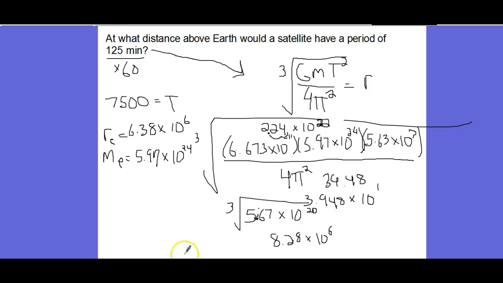And then this is the total distance from the center of the Earth to the satellite. So then we just need to take this number, the radius of the Earth, and subtract it from this. Okay, and whenever you do that, exponents stay the same. So you would just take 8.28 times 10 to the 6th. And then you minus 6.38.